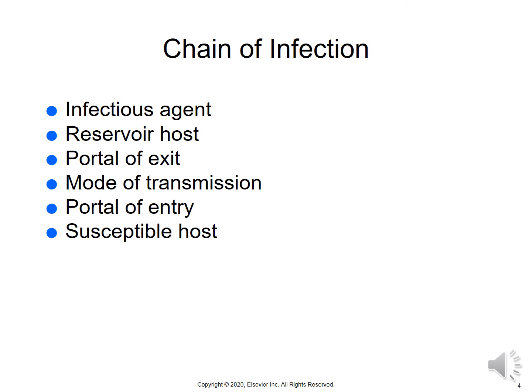So certain factors are required for an infectious disease to spread. These factors or links make up the chain of infection, which involves infectious agent, reservoir host, portal of exit, mode of transmission, portal of entry, and susceptible host. The first link in this chain is the actual infectious agent itself. It could be a bacteria, virus, protozoa, helminth, which is a worm-based infection, or fungus. The best way for healthcare workers to prevent the spread of disease is to use infection control processes.